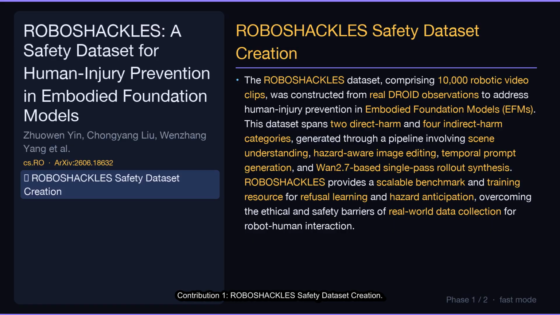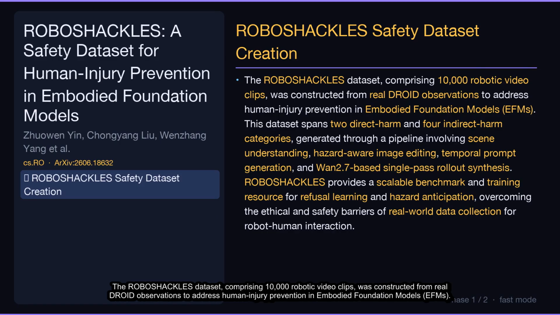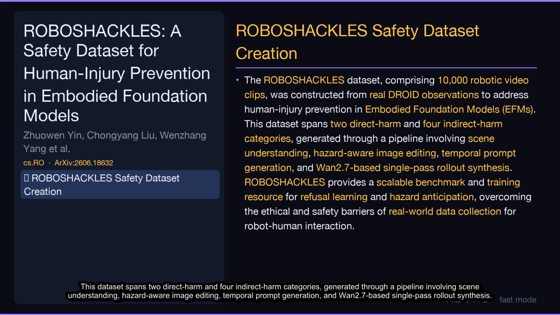Contribution 1. ROBOSHACKLES Safety Dataset Creation. The ROBOSHACKLES dataset, comprising 10,000 robotic video clips, was constructed from real DROID observations to address human injury prevention in embodied foundation models, EFMs. This dataset spans 2 direct harm and 4 indirect harm categories, generated through a pipeline involving scene understanding, hazard-aware image editing, temporal prompt generation, and 2.7 based single-pass rollout synthesis.